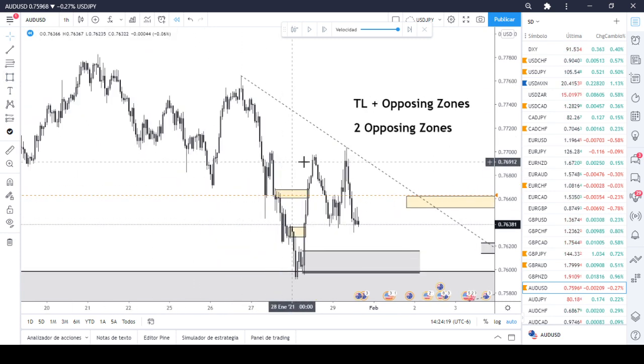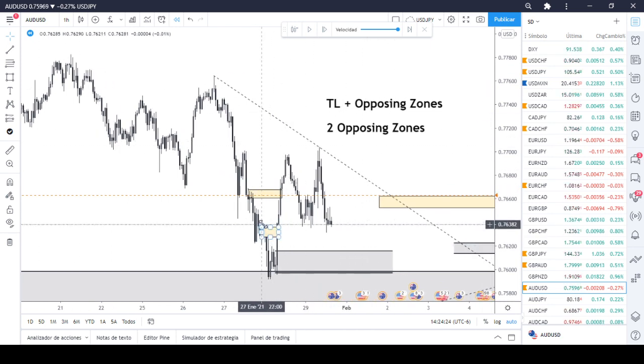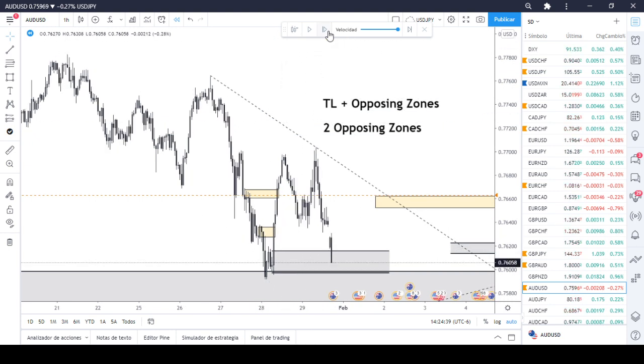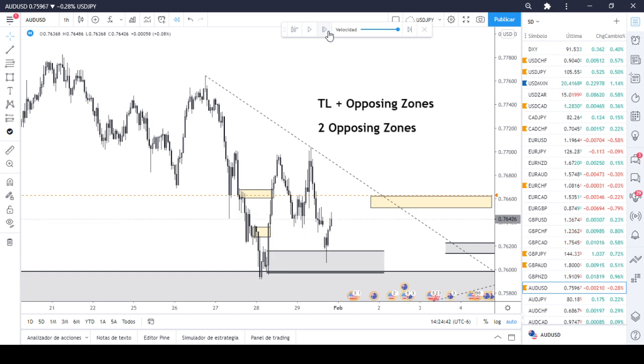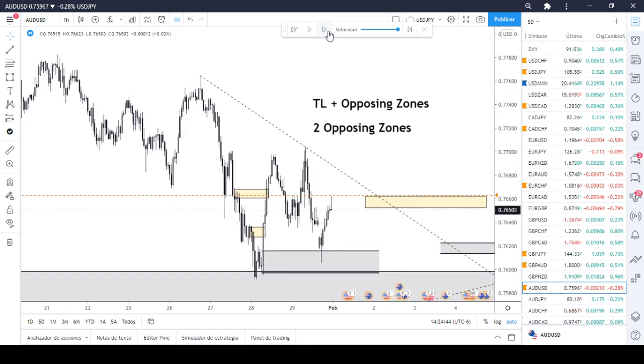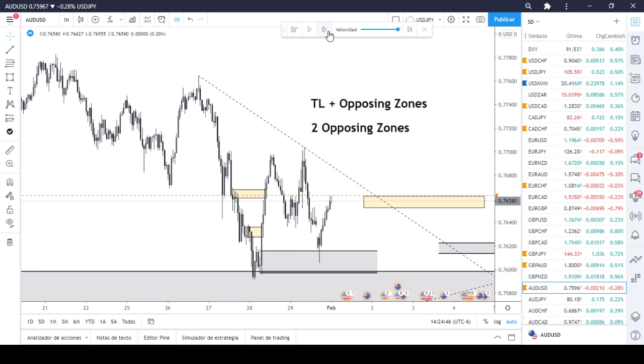You might think, but the trend line is still intact. Yes, it's still intact, but we already have two supply zones being removed. So that's a good enough confirmation for us to go long. And see what happened. On Sunday, the price opened with a gap, just filled the orders, and boom. Unfortunately, this pair just didn't continue its movement to the upside.